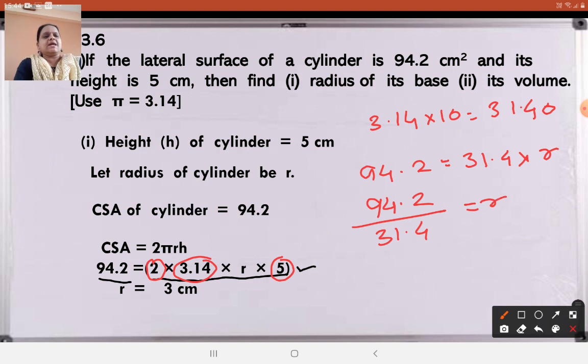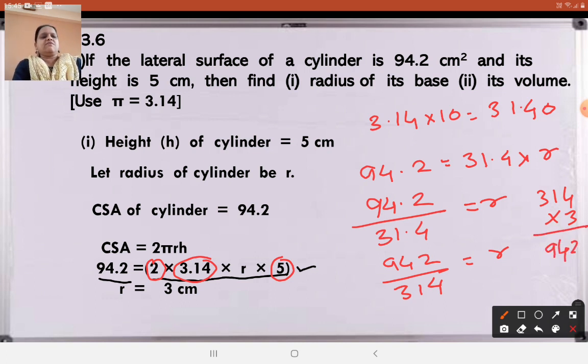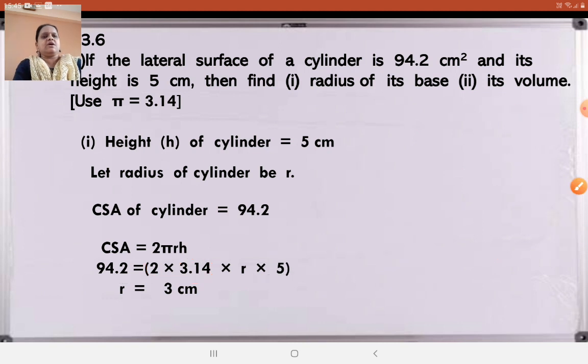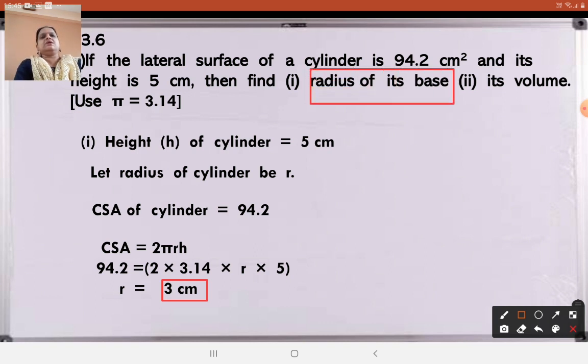Now in numerator as well as in the denominator, after decimal point 1 digit, so we can cancel it and we can write it as 942 upon 314, that is 942 upon 314, and just can see over here, that is 314 multiplied by 3. If you multiply, you will get the answer as 942. Therefore, we will get the r value over here as 3 centimeter. Can you see over here? So, you will get the r as 3 centimeter. So, we have completed the first part, that is radius of the base.